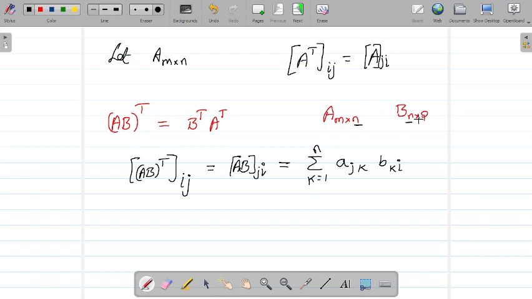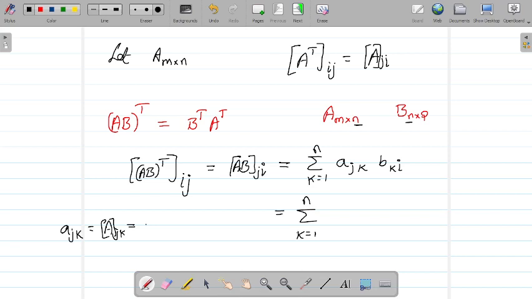Okay. So now this one, can I say that a_jk is nothing but the jkth entry of A? So can I write it like this? This is summation from k equal to 1 to n. So this expression I'd like to write it like this. This a_jk, which is actually the jkth entry of A, will be equal to the kjth entry of A transpose.